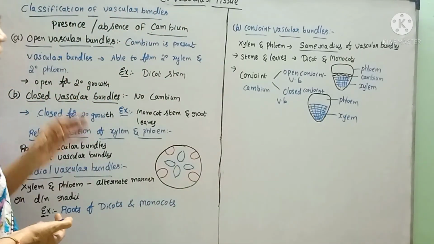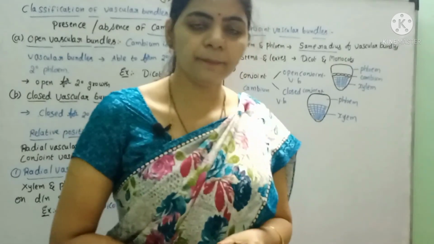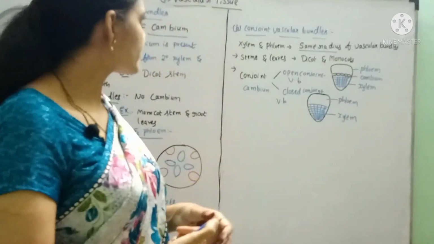So this is about the classification of vascular bundles. So we have completed the vascular tissue.